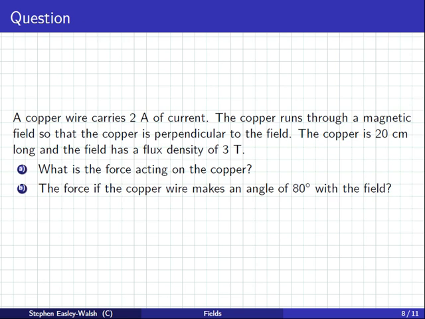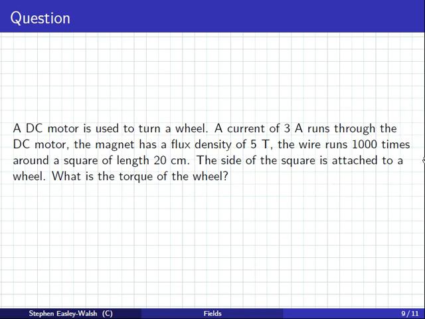Next example, another easy one. A DC motor turns a wheel, with a current of 3 amps, a flux density of 5 Tesla, and a 1000-loop coil that is a square of 20 centimeters, attached to a wheel. What is the torque? So what formula do we need here? I-band. Yeah, I-band. Alright, so you can give me the torque here.